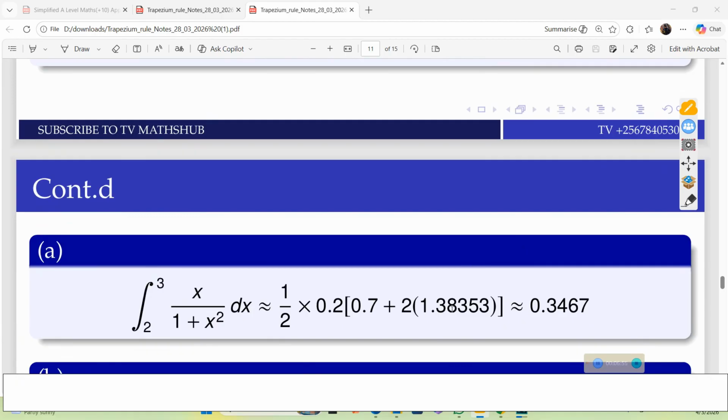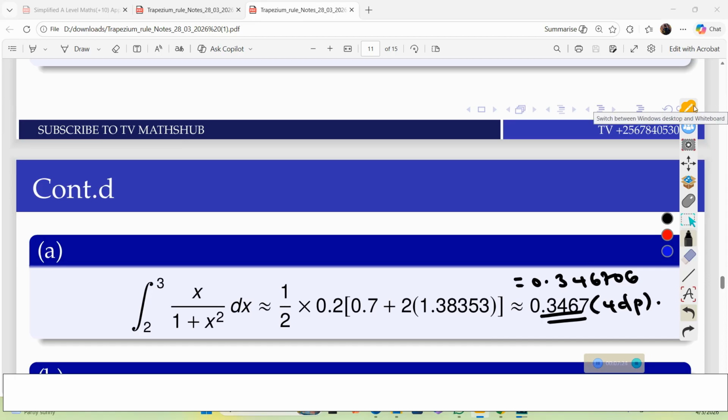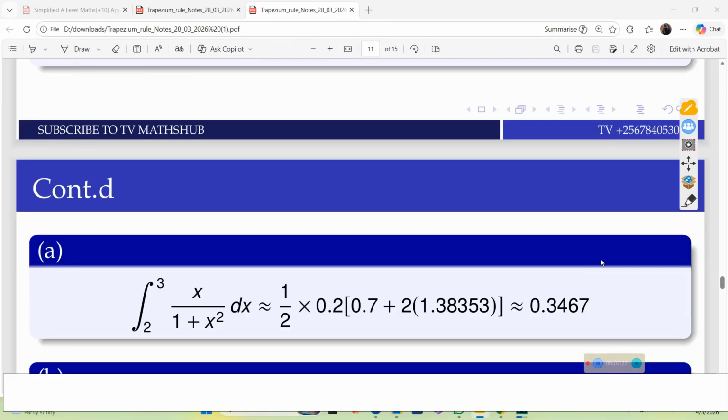So when you simplify that, you should be able to get 0.3. So the final answer you will get when you substitute that should be 0.3467706. But you need your answer to 4 decimal places. So that will be your answer. So that will be the value of that integral to 4 decimal places.